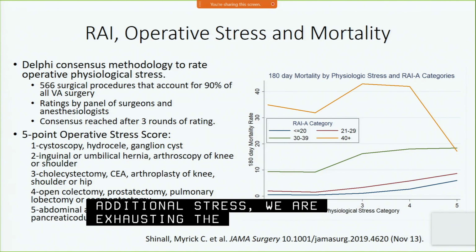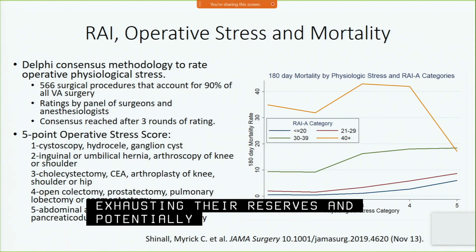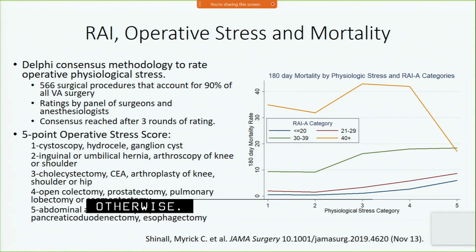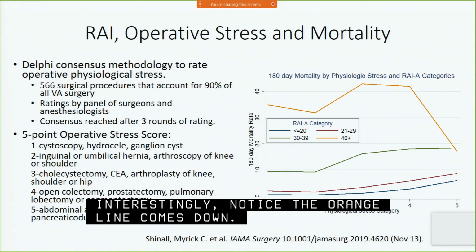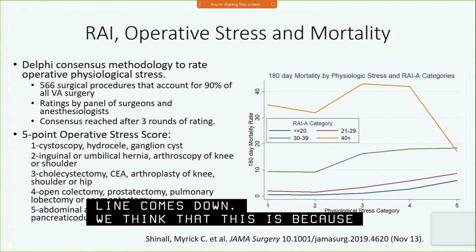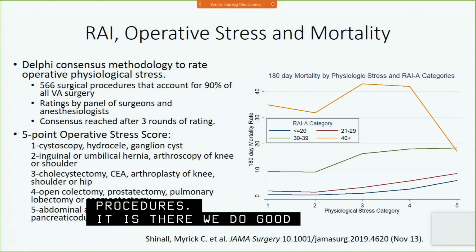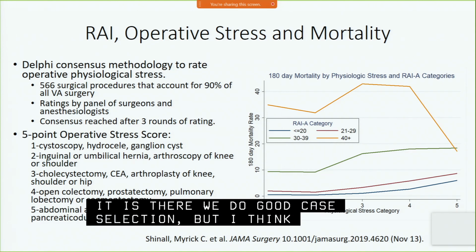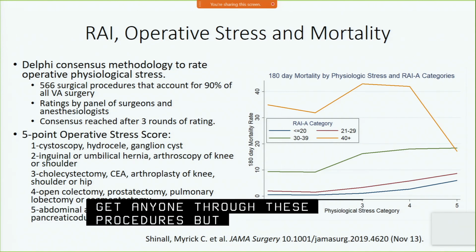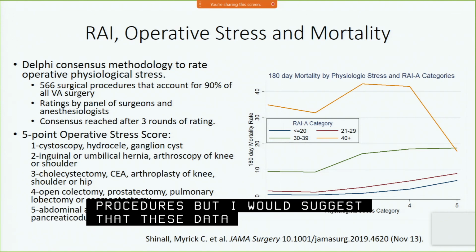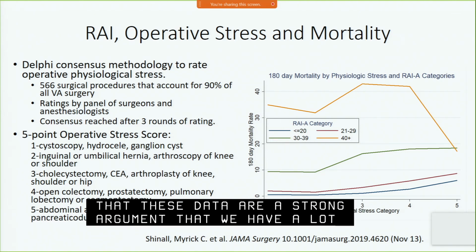By providing this additional stress, we are exhausting their reserves and potentially bringing their demise sooner than it would be otherwise. And really interestingly down here, you notice that the orange line comes down. We think that this is because surgeons are always thinking about these really high-risk procedures, and it's there that we do really good case selection. But we think that we can get anyone through these procedures. But I would suggest that these data are a strong argument that we've got a lot of good opportunity to do better case selection for these kinds of procedures moving forward.